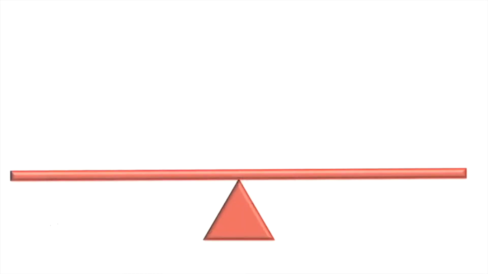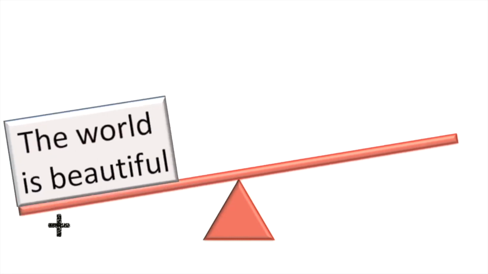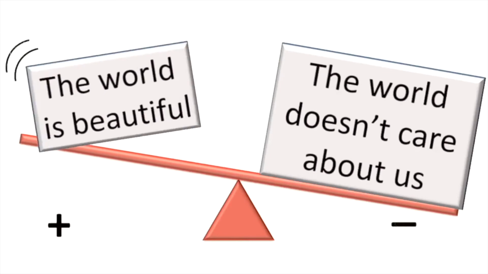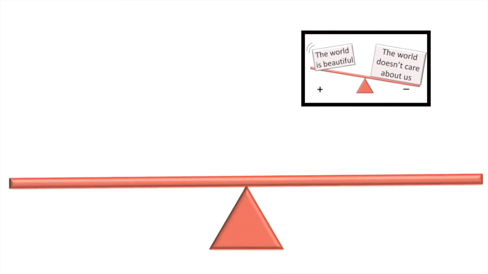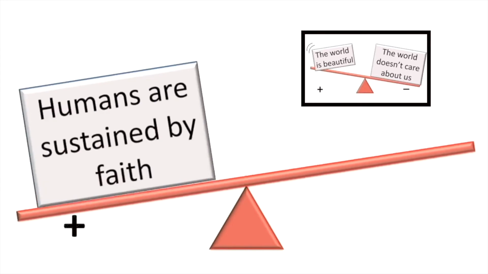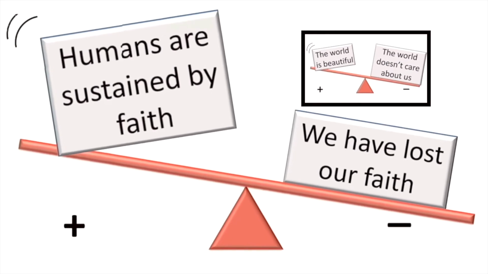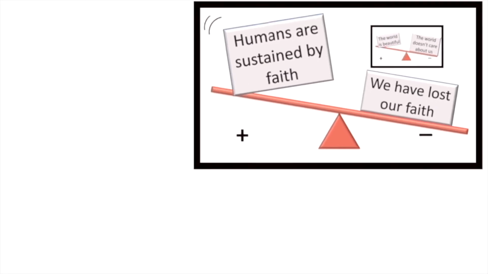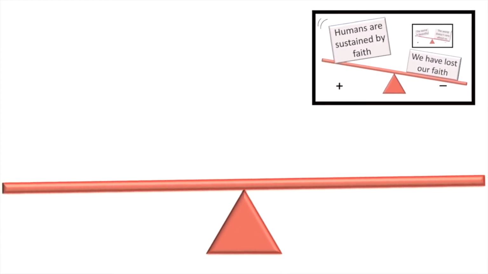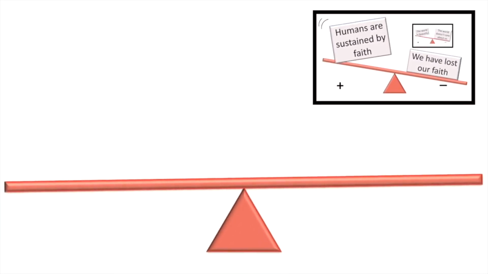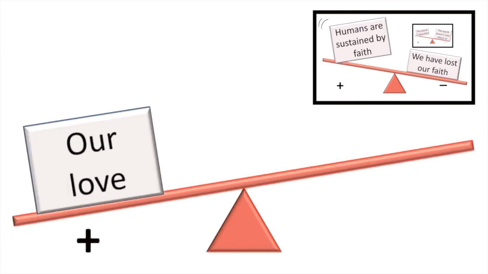Looking overall at the positive and negative elements of the poem, well, he starts off by saying that the world is a beautiful place. But that quickly turns negative as he comes to contemplate the idea that the world doesn't care about us. So then he moves on to faith as another possible positive. But again, the mood becomes negative as he considers the fact that we've lost our faith. And then in a final attempt to find something positive that may outweigh these factors, he turns to his love.